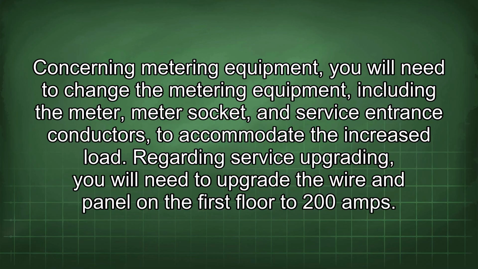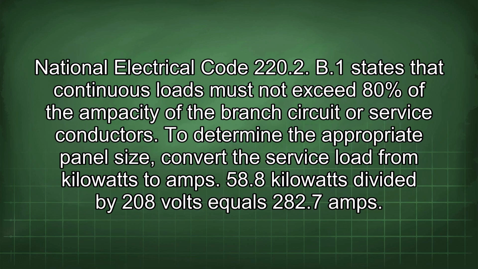to 200 amps. National Electrical Code 220.2 B1 states that continuous loads must not exceed 80% of the ampacity of the branch circuit or service conductors. To determine the appropriate panel size, convert the service load from kilowatts to amps. 58.8 kilowatts divided by 208 volts equals 282.7 amps.